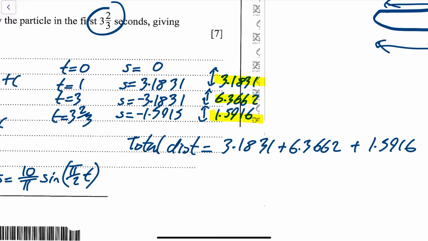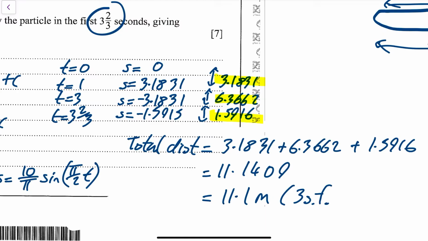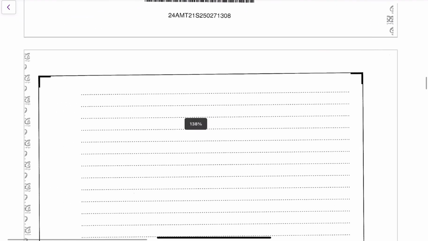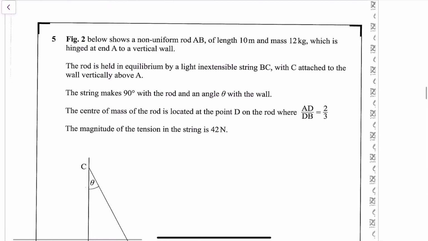I'll just do those very quickly. 3.1831 plus 6.3662 plus 1.5916, and that is 11.1409, and we'll say to 3 sig figs, that's 11.1 meters to 3 sig figs. There we go. Okay, you can see it, plenty of space to do all of that.